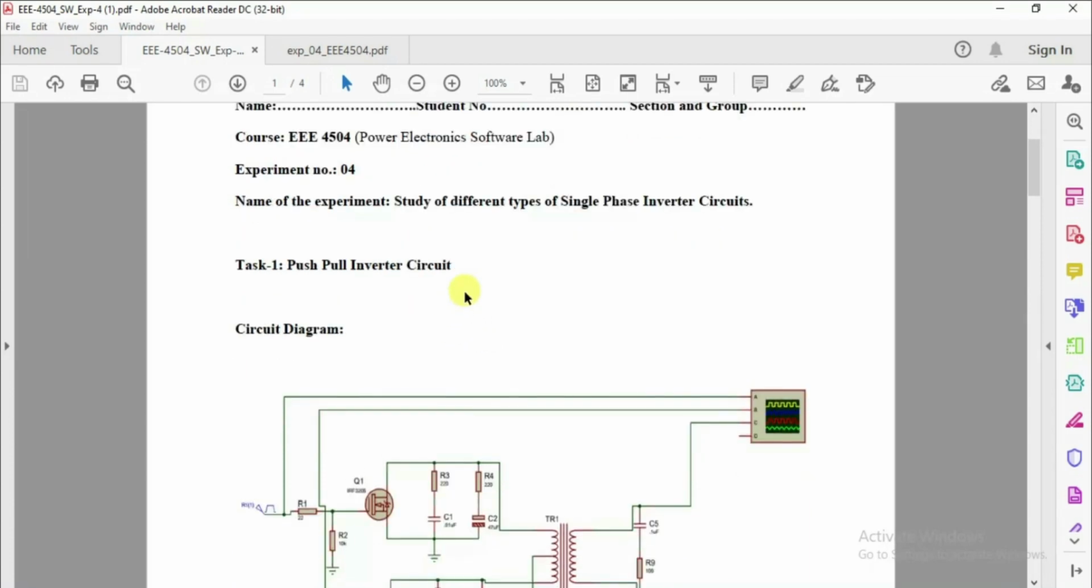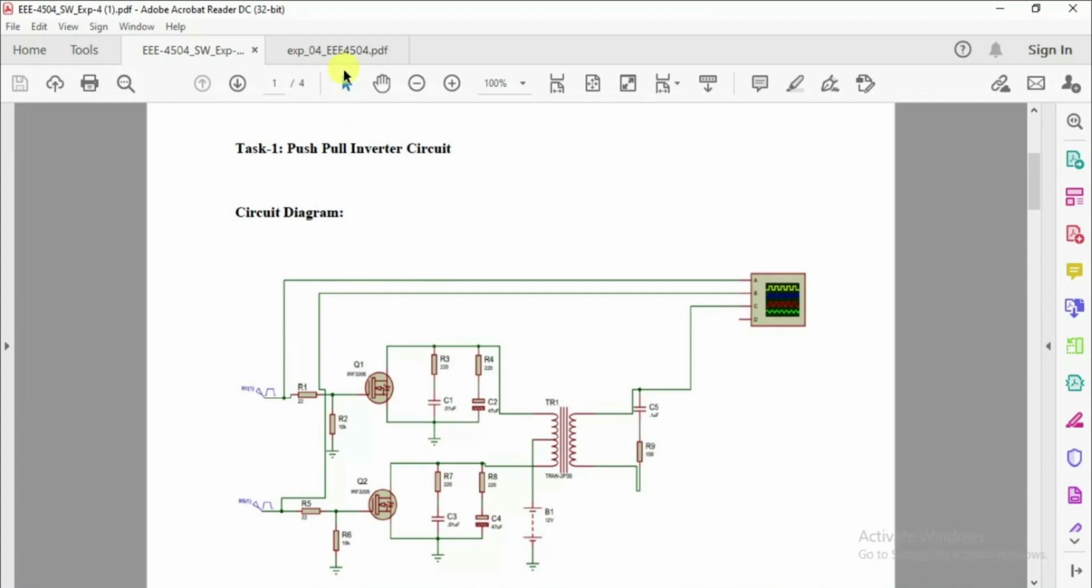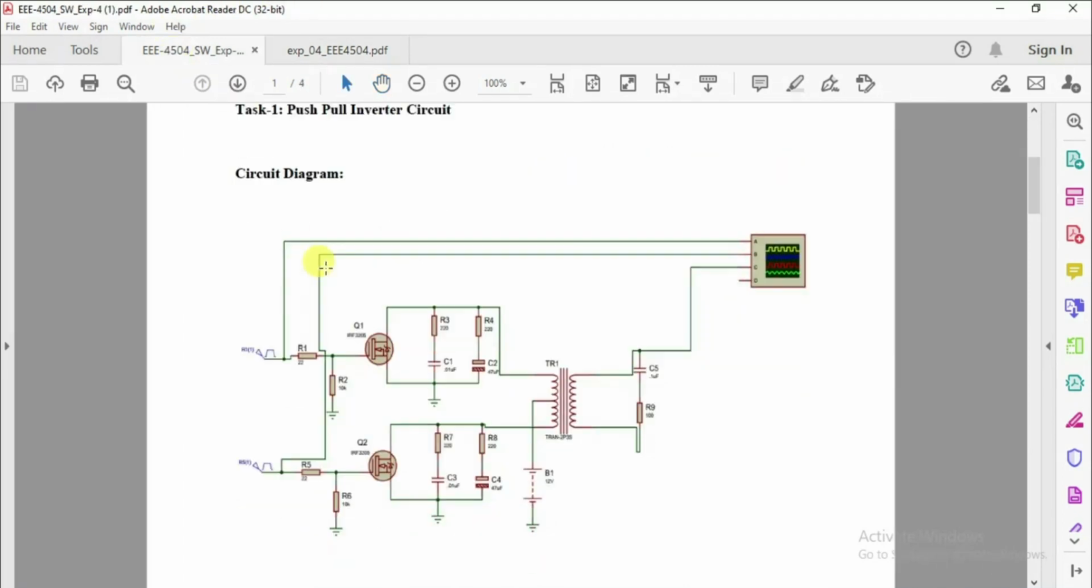From your lab sheet you can see that task 1 is given here as push-pull inverter. We have talked about push-pull inverter basics in the theory part. If you remember, the basic circuit of a push-pull inverter looks something like this. There were supposed to be a transformer, a DC source and two switches, and we were supposed to collect the output from the AB terminal. Now look at this circuit.